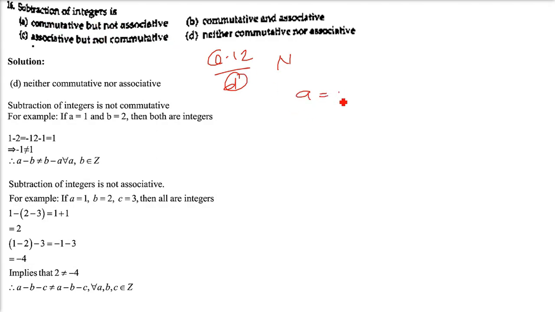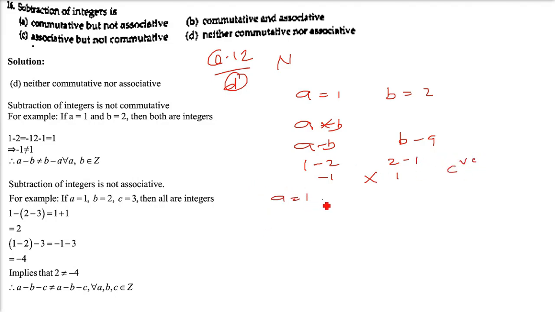So a equals 1, b equals 2, I am taking integers, to check whether it is commutative or not. This is on subtraction, so you don't have to use star, just use a minus b and b minus a, and check whether they are equal or not. 1 minus 2 and 2 minus 1: one is negative 1, one is 1, so they are not equal. So it is not commutative.